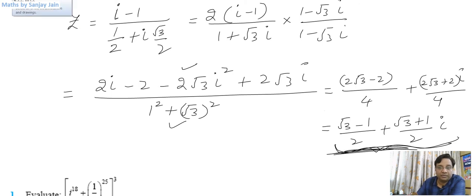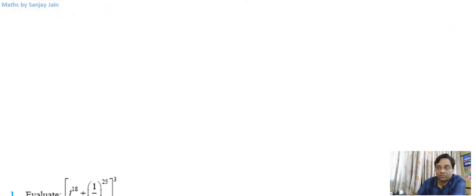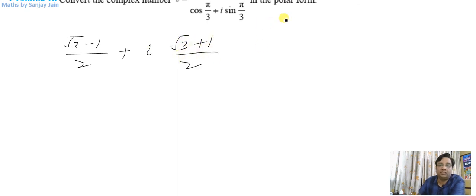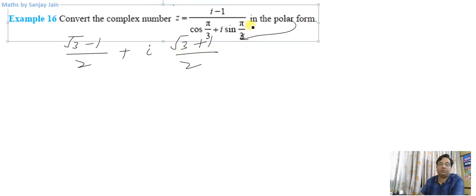Root 3 minus 1 by 2 plus iota root 3 plus 1 by 2. So this is the a plus iota b form of this question. Now to write it in polar form, I need two things. One is the modulus, or what we call r. So what is the modulus?